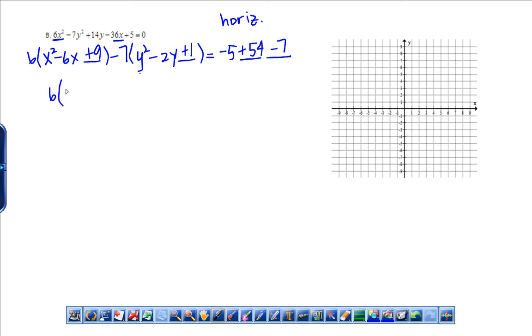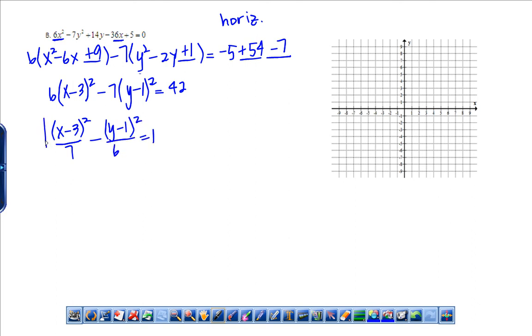When I bring this down, this is 6 times (x minus 3) quantity squared minus 7 times (y minus 1) quantity squared, equal to 42. Divide by 42 so you can be equal to 1. So that's (x minus 3) quantity squared over 7 minus (y minus 1) squared over 6, equal to 1. This is your standard equation. Remember, A is always first. Okay, this is kind of wackadoo. A is the square root of 7. B is the square root of 6. C is going to be the square root of 13.